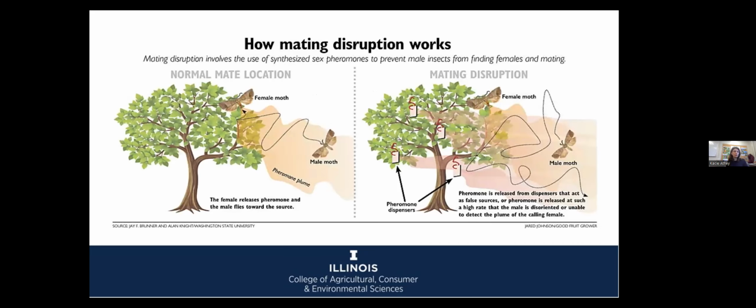Basically what happens is normally you have a female moth, and your female moth is putting off a plume of sex pheromone that allows the male moth to find her. In mating disruption, you hang up all these emitters around the orchard and it floods the orchard with sex pheromone, so the male can't find the female. He's unable to mate with her, thus lowering the number of codling moth eggs, or eggs of any other pest this is used for, that end up in your orchard.